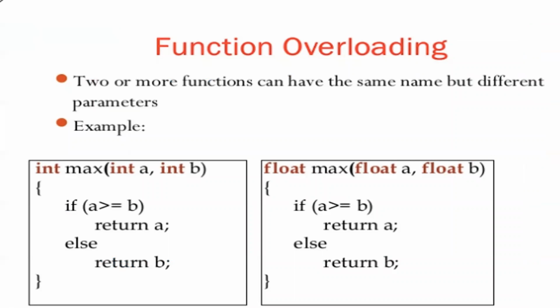Again here, another example, children. Two or more functions can have the same name but different parameters. Int max, int a, int b, float max, float a, float b. Definition same है यहाँ पे, but the parameters and arguments have different data types, and the return type is also different, hence the function is overloaded.